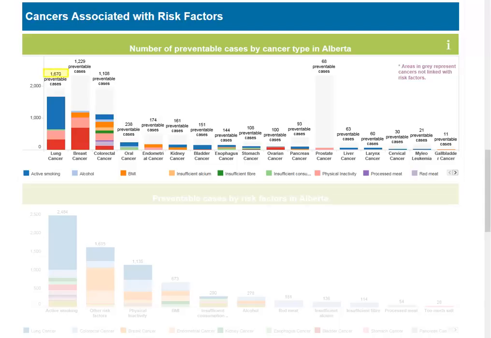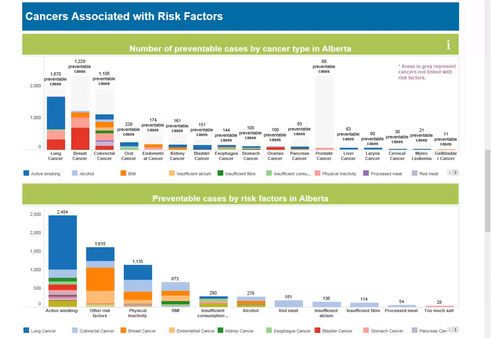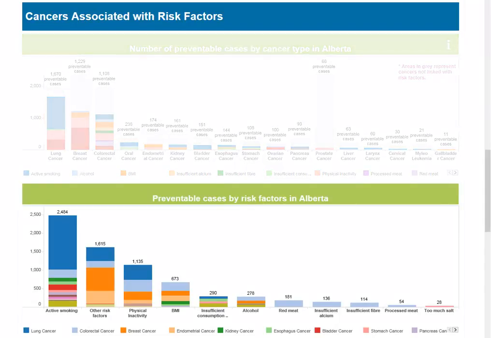The number on top of each bar is the total number of cancer cases that could be prevented if the listed modifiable risk factors were removed from the population. Additionally, the size of the colored bands indicates how many cancer cases could be prevented by eliminating a specific modifiable risk factor. Here, the blue box shows that a large number of lung cancer cases could be prevented by eliminating smoking. Now, take a look at the chart below to see how modifiable risk factors contribute to various types of cancer across Alberta or the zone.